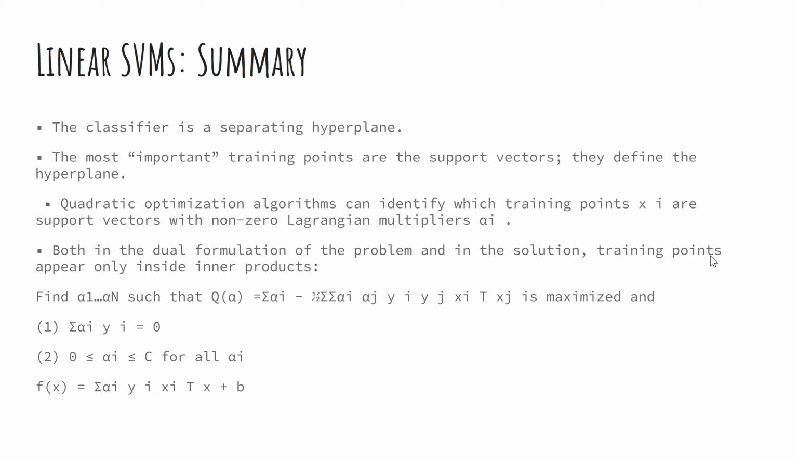Linear SVM summary. The classifier is a separating hyperplane. The most important training points are the support vectors; they define the hyperplane. Quadratic optimization algorithms can identify which training points x_i are support vectors with non-zero Lagrange multipliers α_i. Both in the dual formulation of the problem, training points appear only inside inner products when doing this.